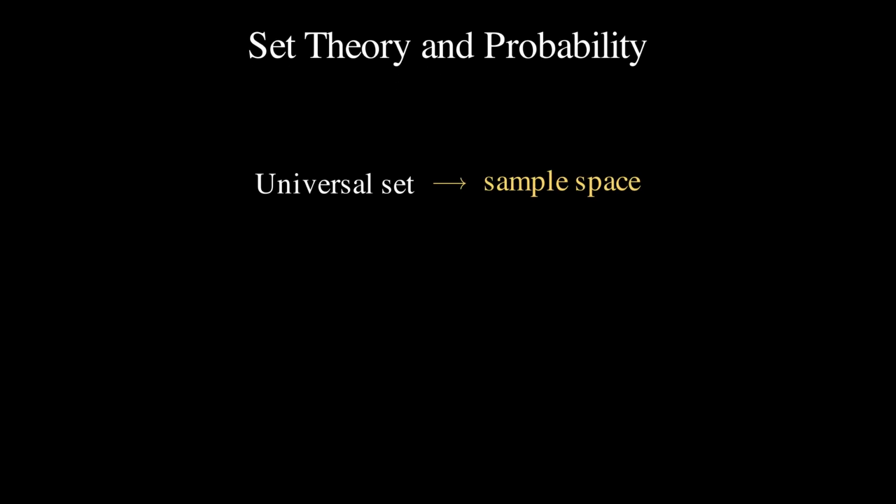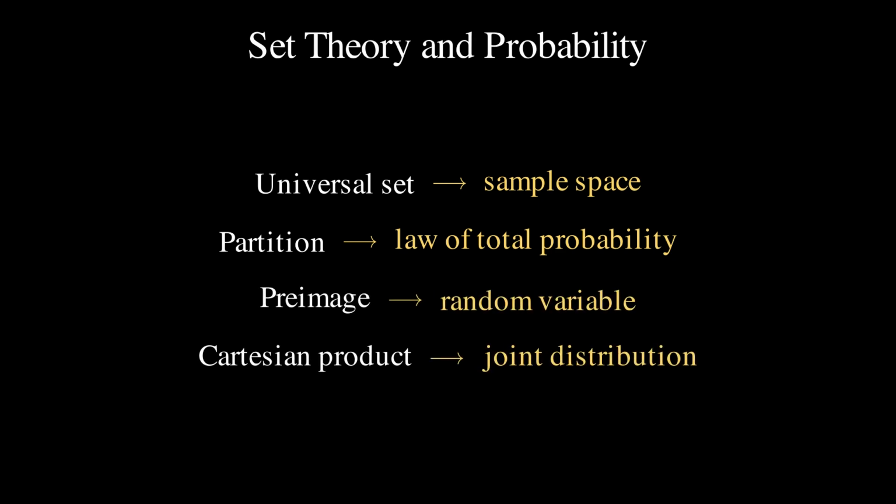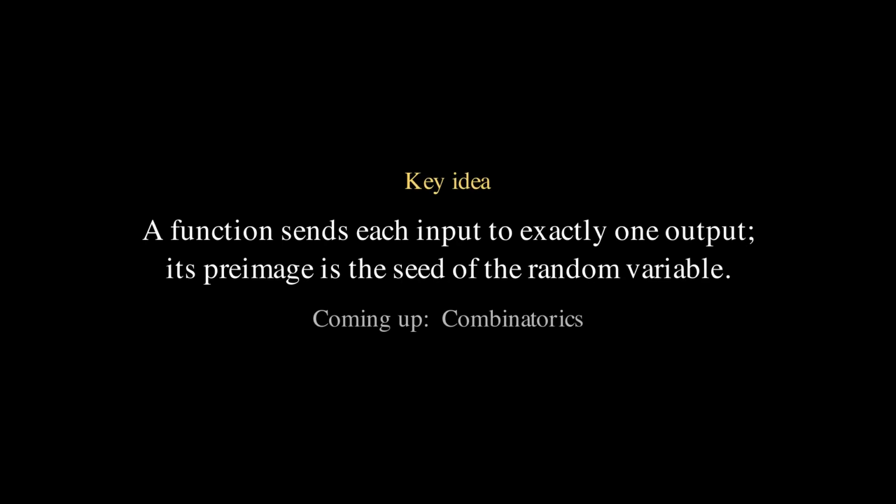Step back and look at what Chapter 1 assembled, because every piece reappears in a probabilistic guise. The universal set omega becomes the sample space of an experiment. A partition of it underlies the law of total probability, breaking a question into disjoint cases. The preimage of a function is the mechanism behind random variables, and the Cartesian product lets us describe several quantities jointly. So the set theory was never a detour. It is the scaffolding the whole subject is built on. With sets and functions in hand, we are ready to start counting, which is exactly what the next chapter, combinatorics, is about.